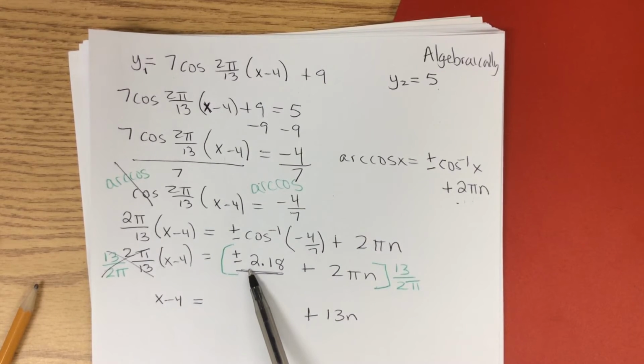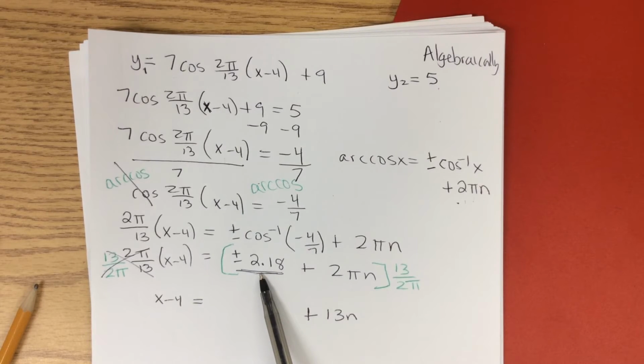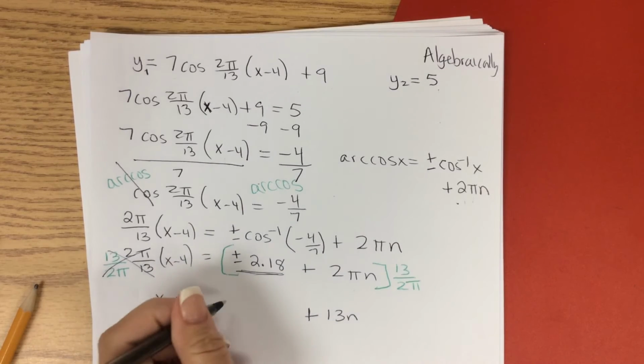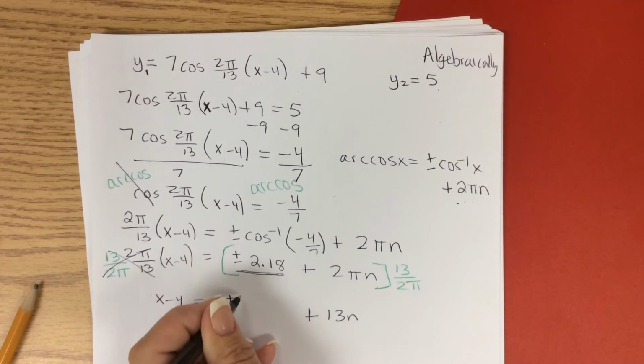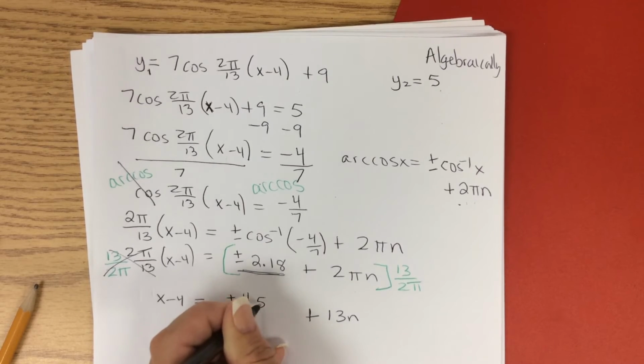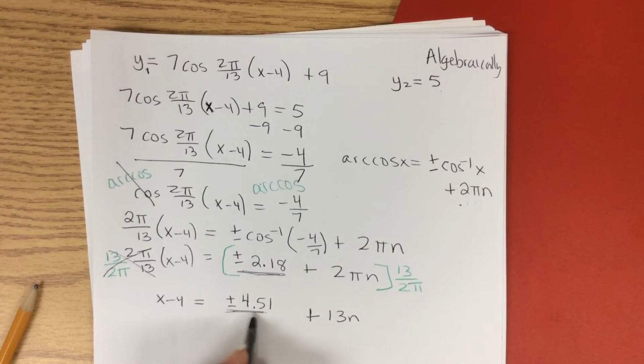But this is what you're going to forget to do. So on your calculator, 2.18 times 13 and divide it by 6.28. 2.18 times 13, divide it by 6.28, and what do you get? 4.15? 4.51. Okay. This is where you're going to get confused, right there.